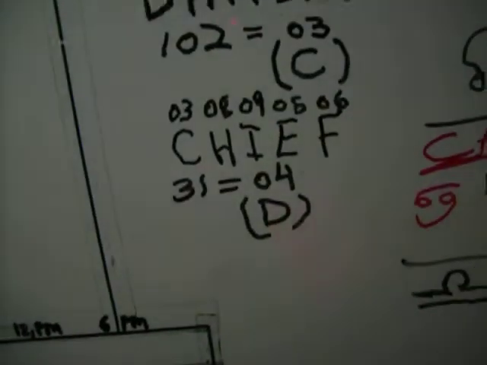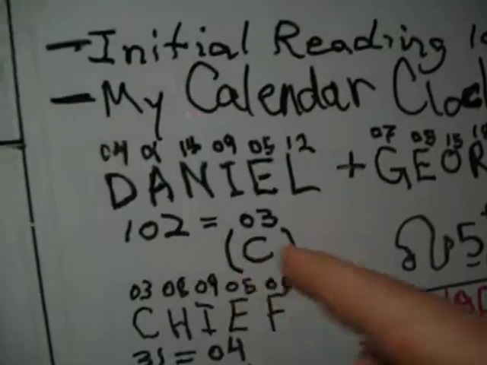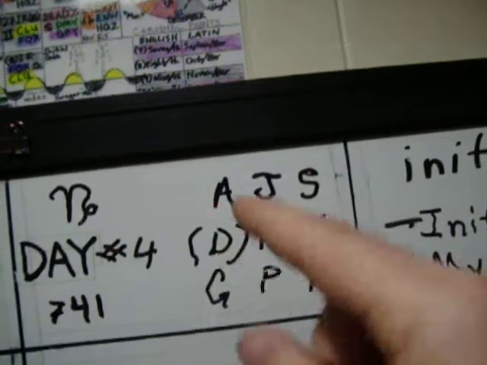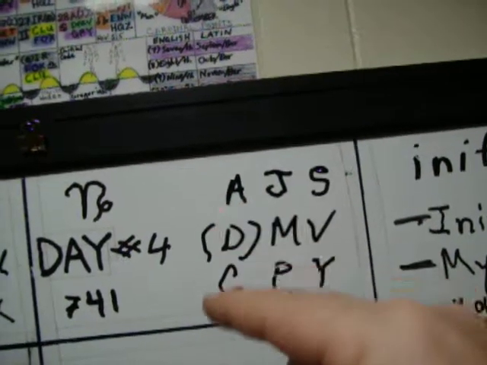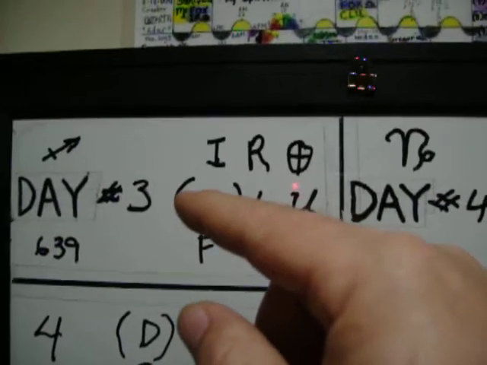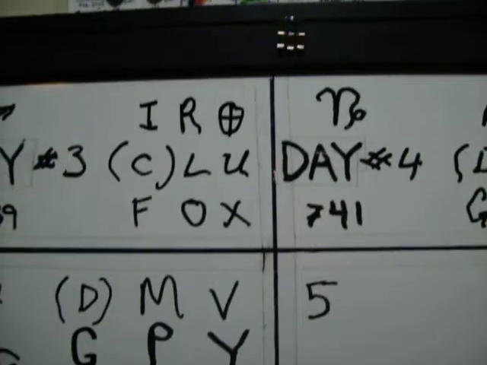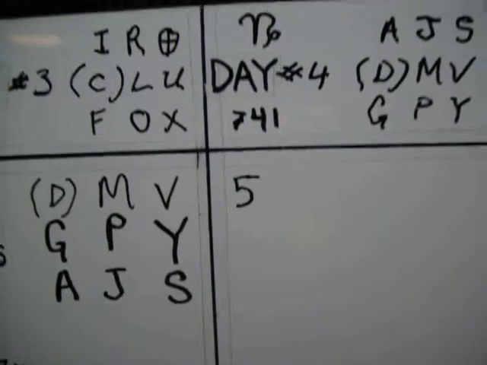So the word chief has a root of D, and Daniel George has a root of C. So these 2 days, chief, Dan George, Daniel George, chief. Okay? Anyway, I think that's enough to digest for now.